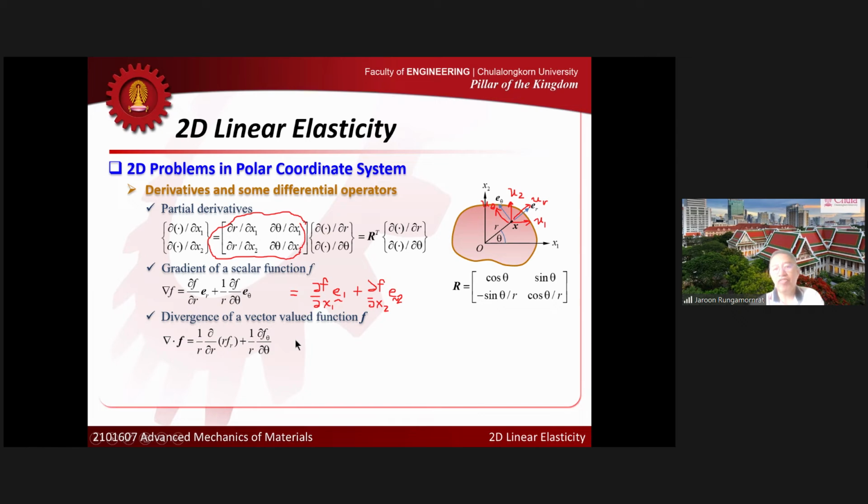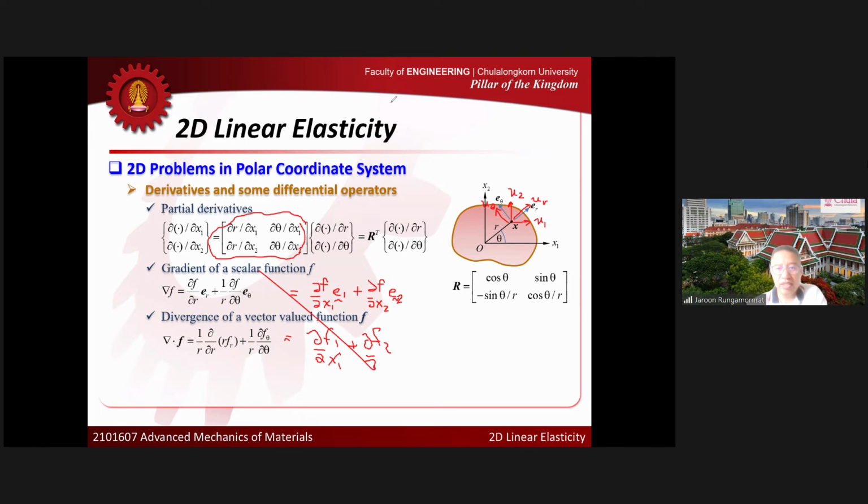If you think about the divergence of a vector f in x1 and x2 system, the final form is simpler than this one, because divergence in x1 and x2 system is simply what? The derivative of f1 with respect to x1, plus the derivative of f2 with respect to x2. That is the divergence of f.